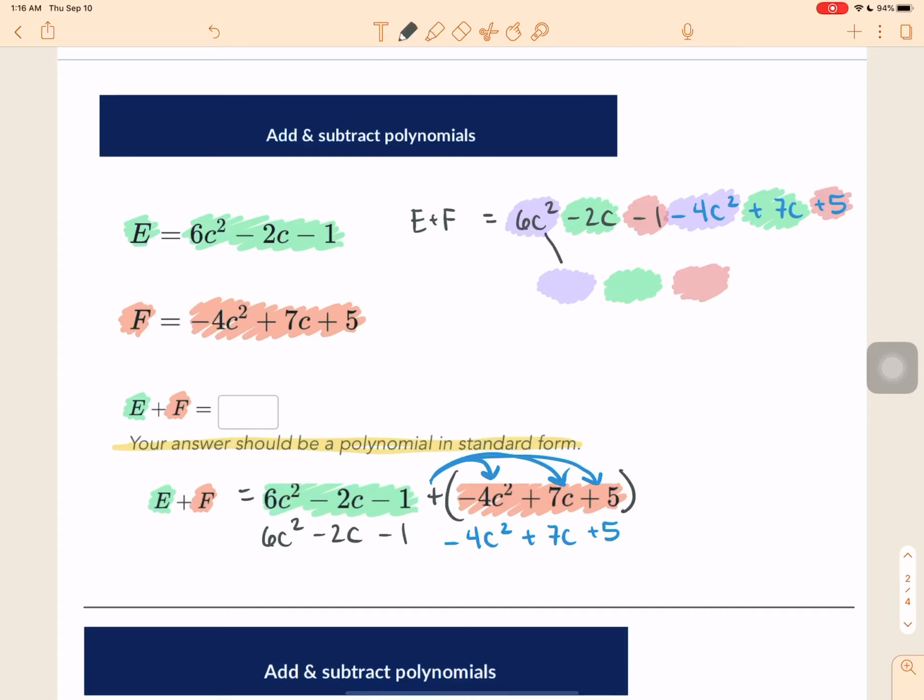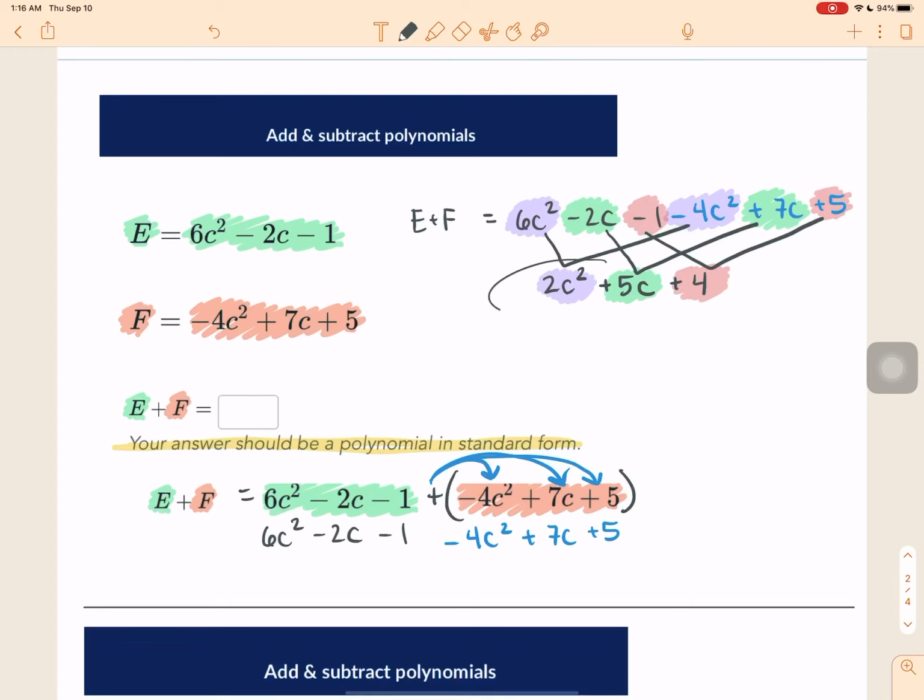So 6c squared minus 4c squared is 2c squared. Negative 2c plus 7c is a positive 5c. Negative 1 plus 5 is a positive 4. So this is your answer.